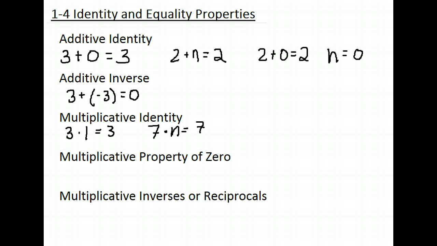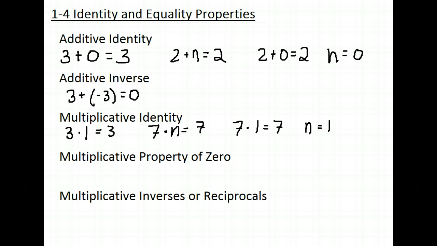It says the product, meaning multiplication, of any number and 1 is equal to the number. So if we were to substitute in 1 for the n, so we have 7 times 1 equals 7, that is a true statement. So we can say n equals 1. So the solution is 1, and we were able to determine that by the multiplicative identity.